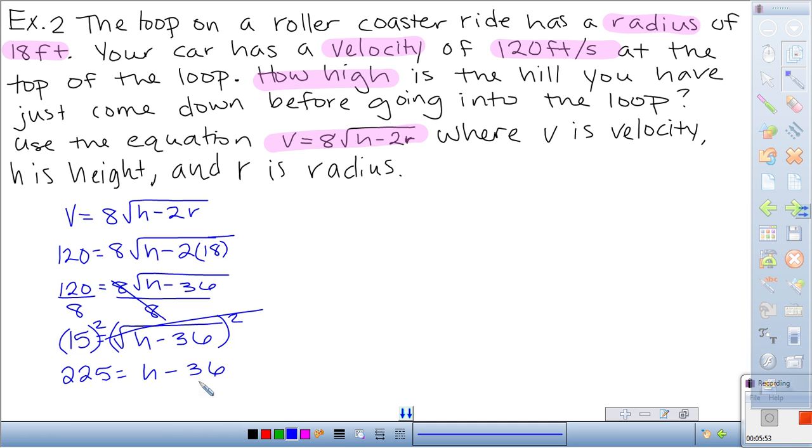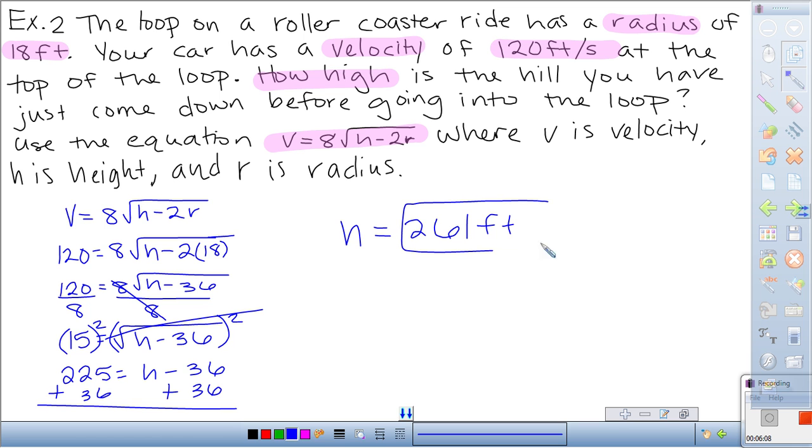The opposite of h minus 36 is to add 36 to get h alone. Add 36 to both sides, and we get h equals 261 feet. So the height at the top of the hill is 261 feet. So all you do is take that formula, plug in what you know, isolate your radical, and solve.